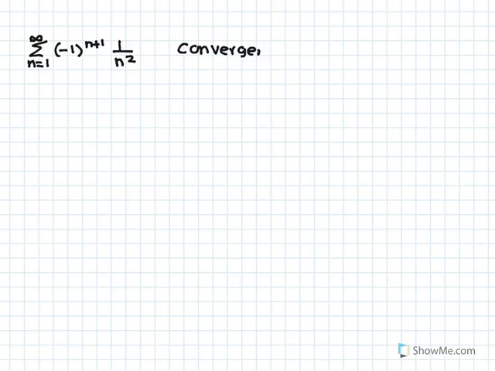All right, so we have summation n equals 1 to infinity of (-1)^(n+1) times 1 over n squared. We're going to prove that this is a convergent alternating series. Now, we need to prove there is convergence, so let's check the two conditions for convergence of an alternating series.